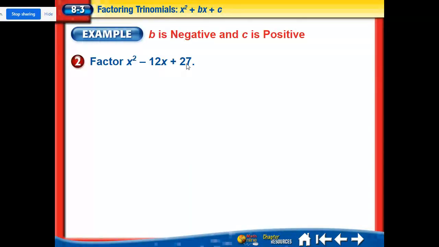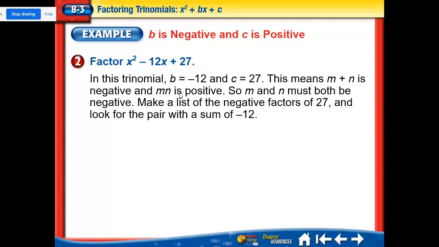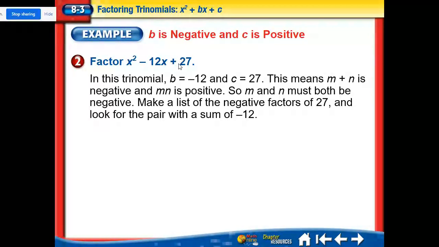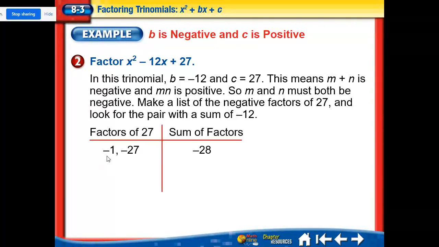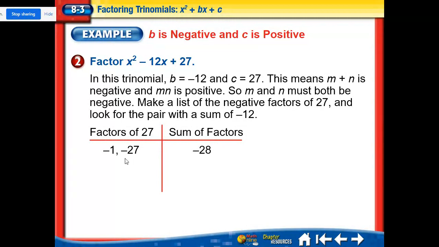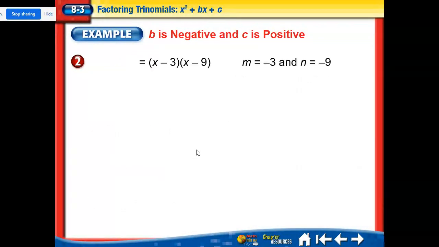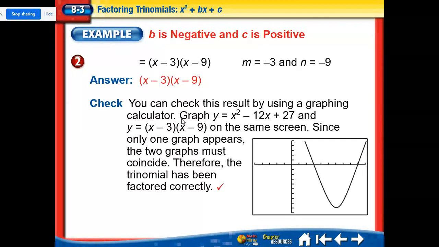All right, so now we're multiplying to 27, but add up to be negative 12. Well, the only way we can do that is by getting negative numbers. So negative 1 and negative 27, but that has to be negative 28, because those still multiply to positive 27. Negative 3 and negative 9, that's our negative 12. We're done. So now we're just going to plug them in. x minus 3 and x minus 9 is our answer.